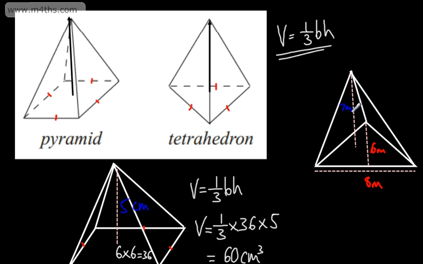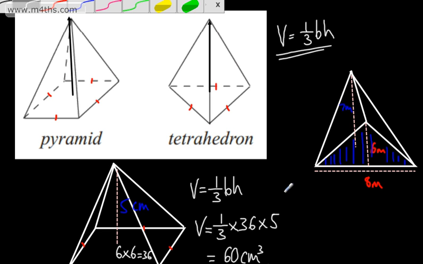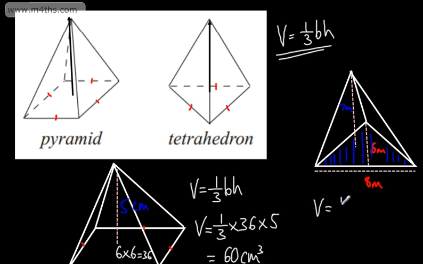So the first thing I want to do is find the area of the base of the triangle. This now has a height of 6 meters and a base of 8 meters. So we would now do the volume. I'm just writing this down: the volume is equal to 1/3 of the base times the perpendicular height.